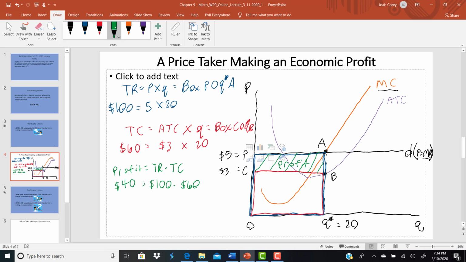So again, calculate total revenue as price times quantity. If I give you the numbers on the exam, please be able to calculate it, or if I just give you the four corners of the box, be able to tell me what box represents total revenue. By the way, when you're doing this four corner thing, it can be P0 Q star A. That's usually the format that I'll use. However, if you said 0 Q star A P, that's also correct.